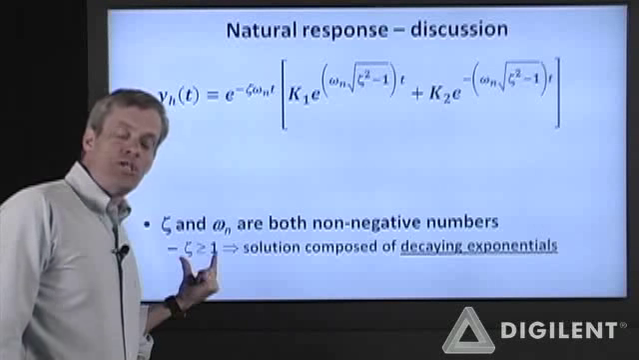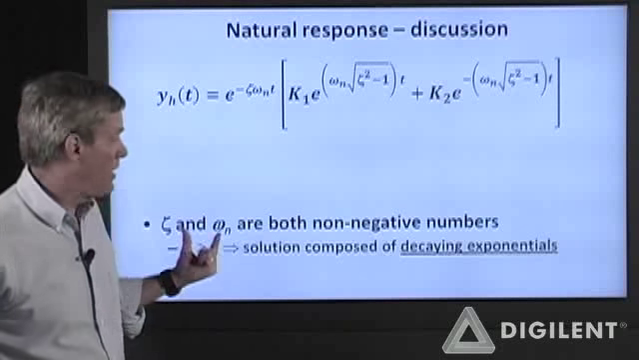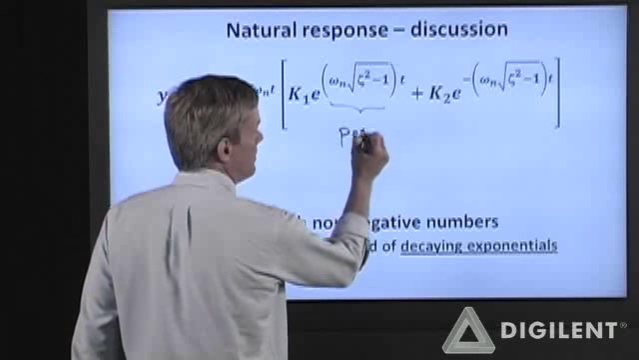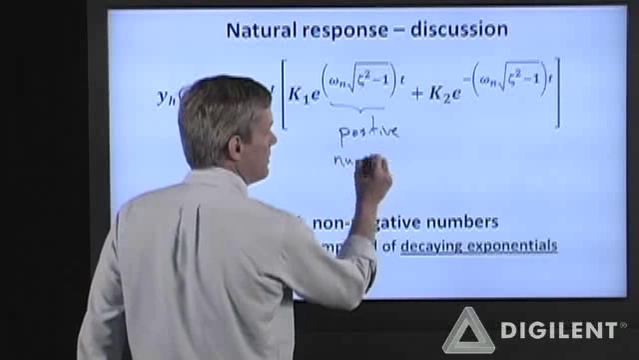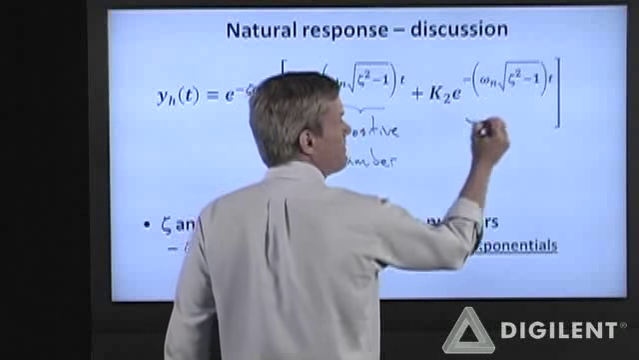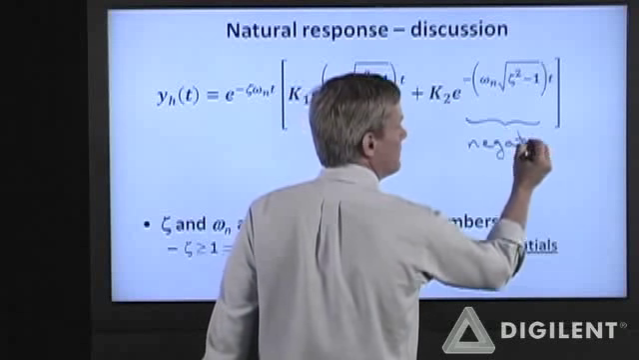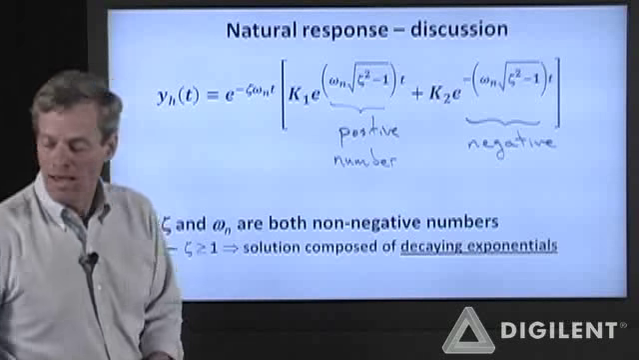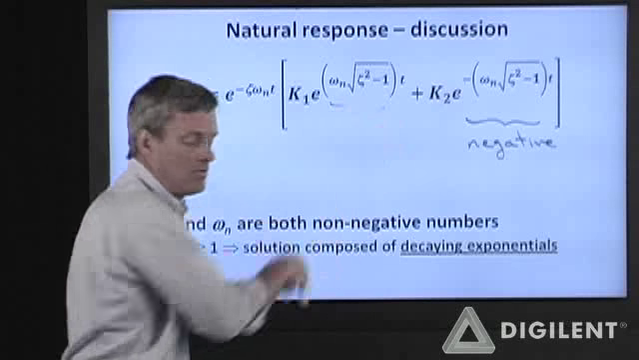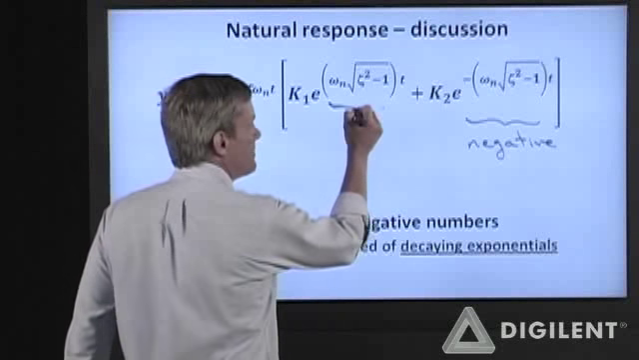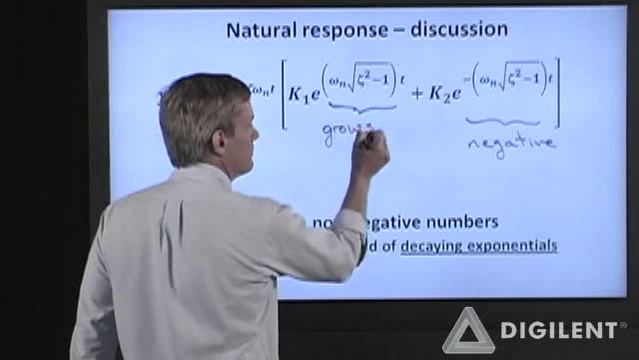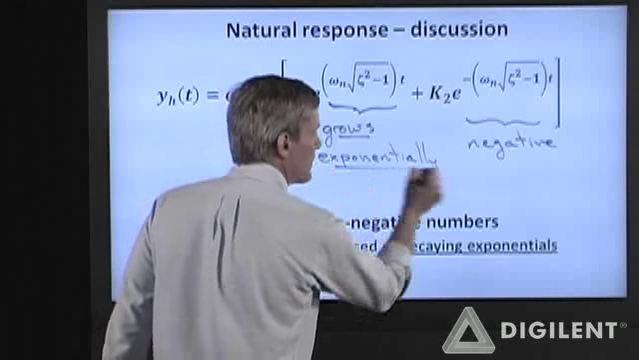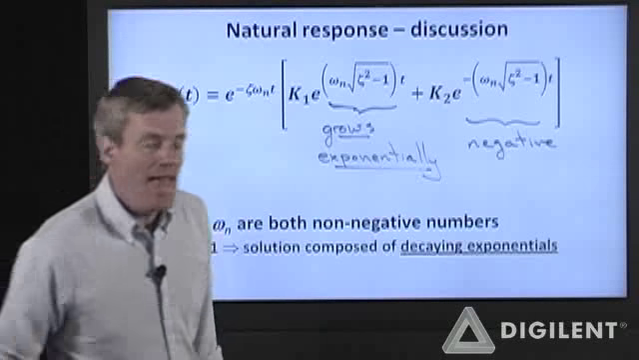If the damping ratio is bigger than 1, this is a positive number. This guy here, because of this sign, is a negative number. So this is an e to the positive value. This is a growing exponential. So this term here grows exponentially. This guy here decays exponentially.